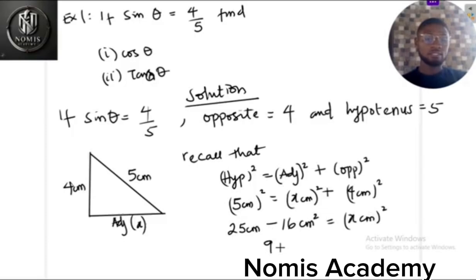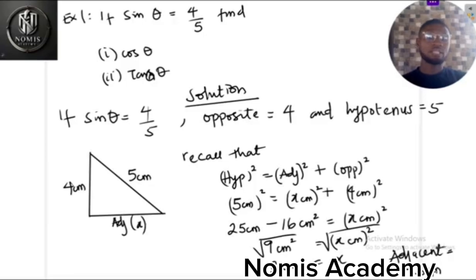The next thing I will do is to find the square root of both sides. The square root of 9 becomes 3 centimeters, equal to x. So x is equal to 3 centimeters. The adjacent of the triangle is equal to 3 centimeters.